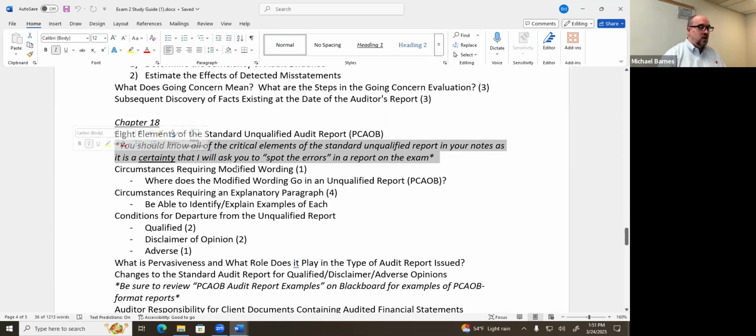Circumstances required modified wording. There is only one scenario that comes up, and that is where the auditor does not want to take responsibility for the work of another auditor. So you're the primary auditor, you're doing the work, somebody else is doing other parts of the work, and you say, they're doing a fine job, but I'm not going to take responsibility. In that situation, that's the only situation where modified wording comes up, but it requires a change to the opinion paragraph, the basis for opinion section. And then it also requires an addition of an explanatory paragraph. So it's important to note because that's the only scenario for that. Okay.